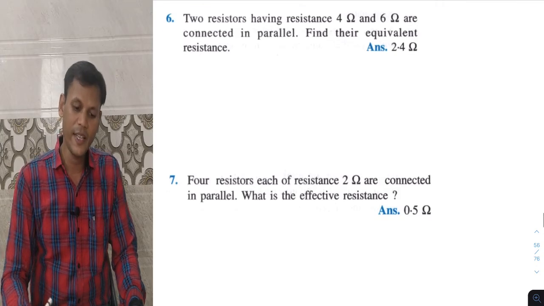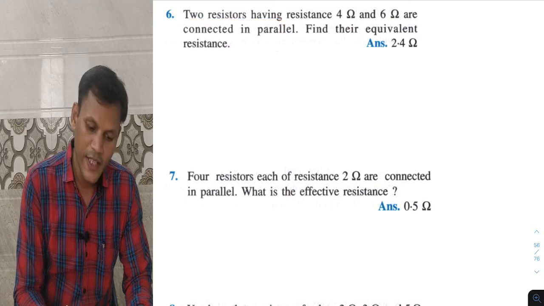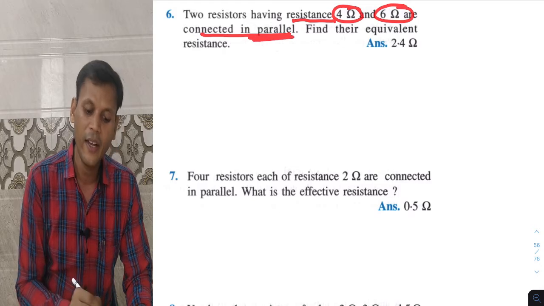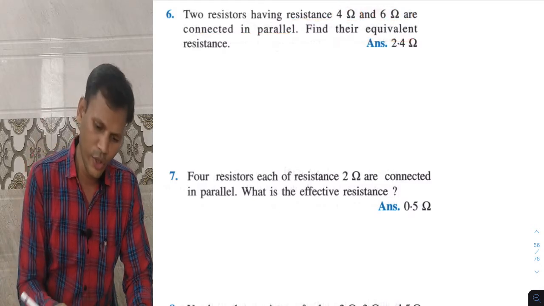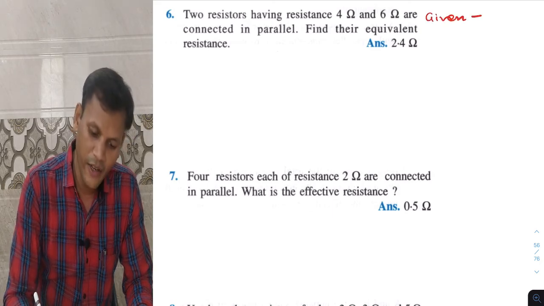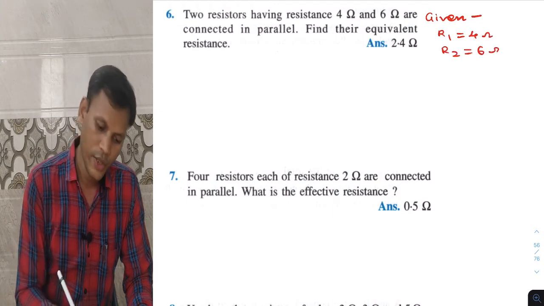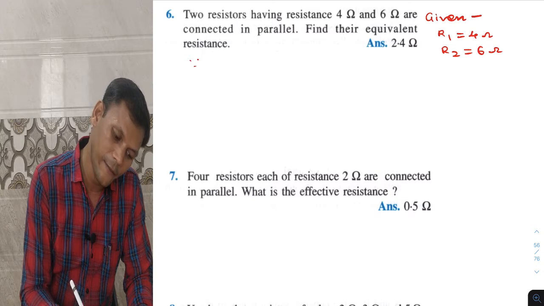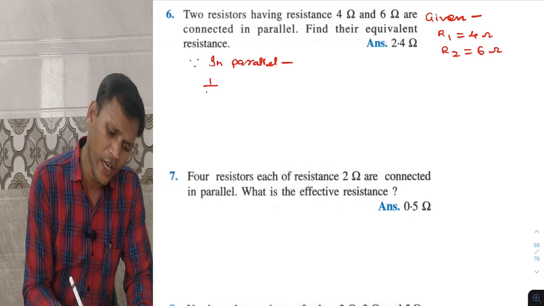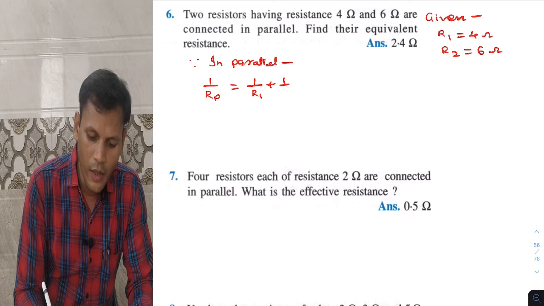Now, question number 6. Two resistors having resistances 4 ohm and 6 ohm are connected in parallel. Find their equivalent resistance. Given, R1 is 4 ohm, R2 is 6 ohm. Since they are in parallel, for two resistances we write 1 upon Rp is equal to 1 upon R1 plus 1 upon R2.